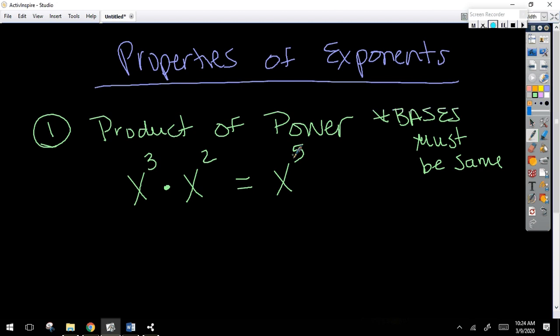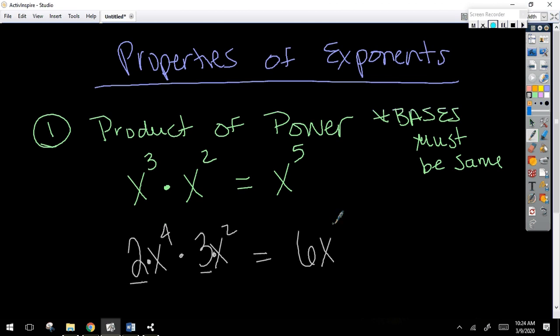Well, if they have a coefficient, it's just, if this was 2x to the 4th times 3x squared, then you multiply the coefficients. They're their own part. If you think about it, this is really 2 times and 3 times. So it's really just a big, long multiplication problem. And since multiplication is commutative, would that be 6x to the 6th? Yes. And you're adding those exponents. Make sure you add the exponents here.